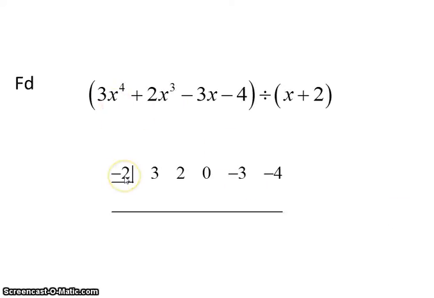The number that goes in the box here is the opposite of the divisor's constant term. So if we have x plus 2, we put a negative 2 in the box. If this was x minus 2, we would put a positive 2 in the box.